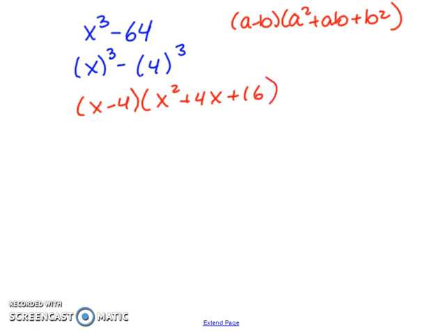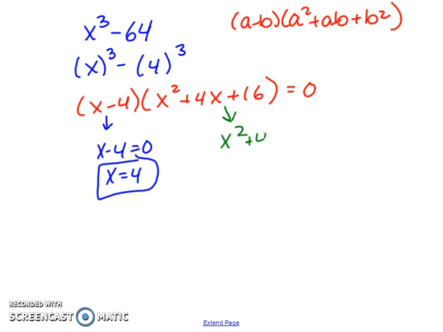So we want to now set this equal to 0. Now when we factored this, I had said that we can't factor that quadratic any further. It's never going to be able to be factored. So we can't factor it to solve it. So x minus 4 we can set to 0, and we get 4. But for this one, if we set it to 0, we can't factor it. So that means that we need to use the quadratic formula.